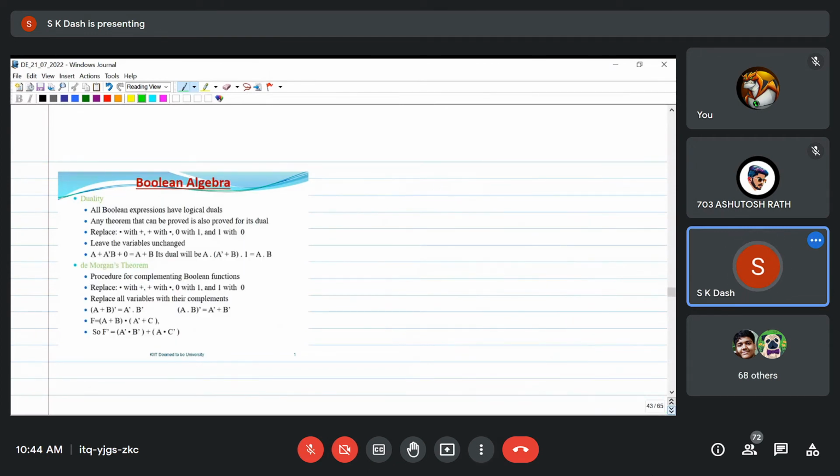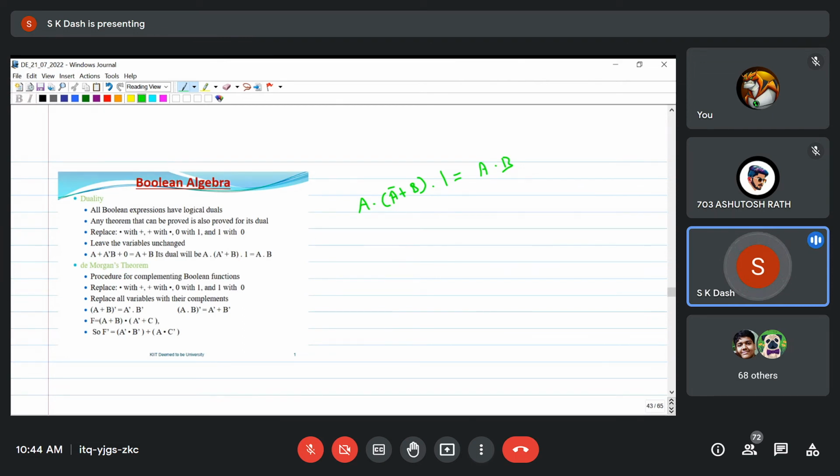Next is duality. What happens in Boolean functions: if any function is there, suppose I go for A dot A bar plus B dot 1 is equal to A dot B. If any function is given, this is a Boolean function. It consists of variables and operators, maybe unary operator and dual operator. Now, if any function is given, there will be a dual of this.